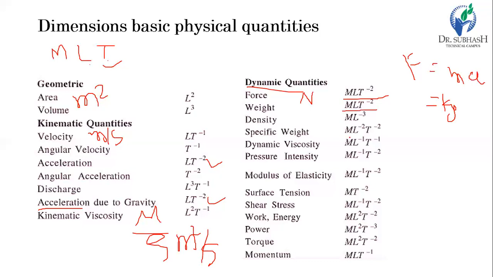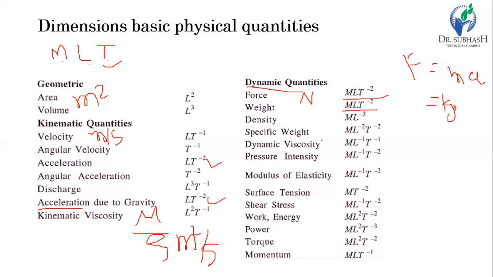Then density, which is M L minus 3, the kg per meter cube. Kg is the unit of mass, and meter cube is the volume. Since it is in the denominator, it is simply minus 3.